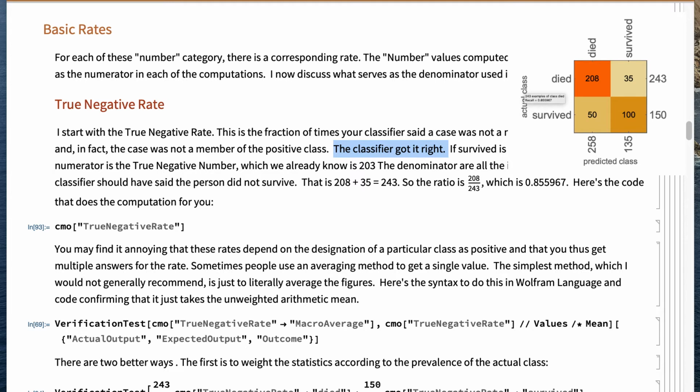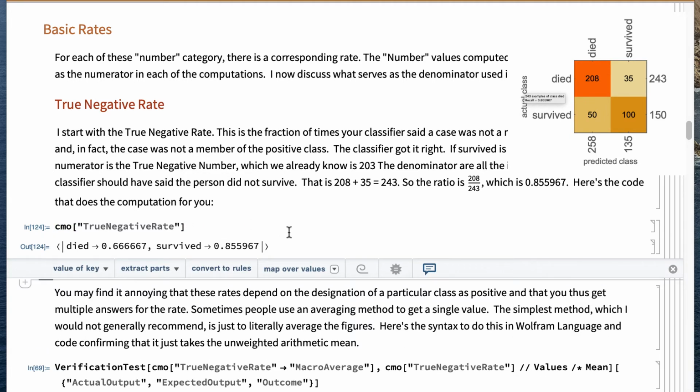So, if survived is the positive class, then there are 208 instances in which the classifier got it right, and there are 243 instances, 208 plus 35, when in fact the person was negative. They didn't survive. So that's how we could compute it by hand, or we could ask for the true negative rate property of the classifier measurements object. And there we go.